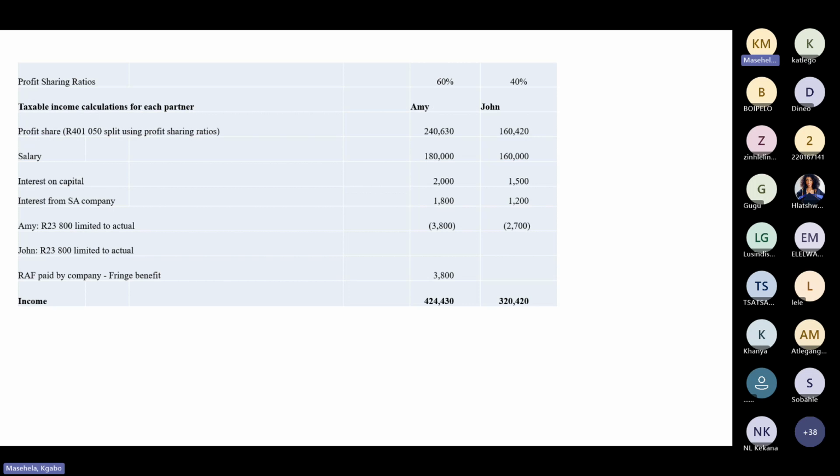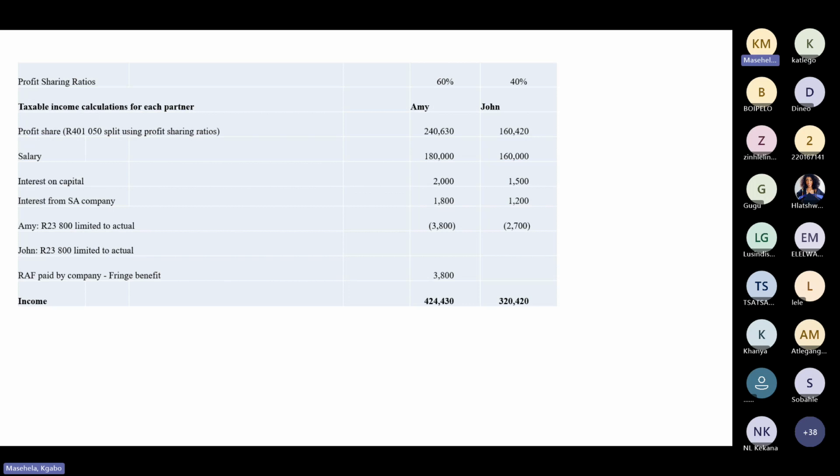Then out of 401,050, Amy will receive 60% of that amount, and the rest will go to John. Salary, yes, separately, they've got their own salaries. The interest is 3.5. However, it must be shared between the two because that is an interest on their investment. Then Amy is 3,800, of which they're only limited to 23,800 because they are less than 65 years of age.